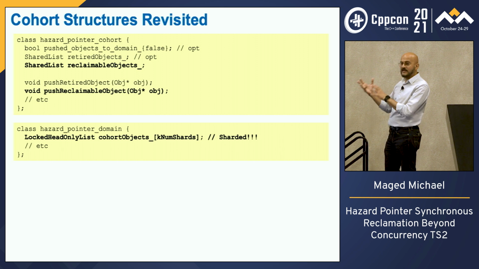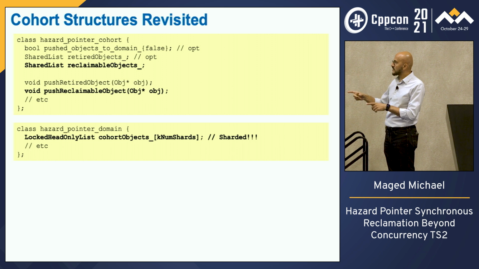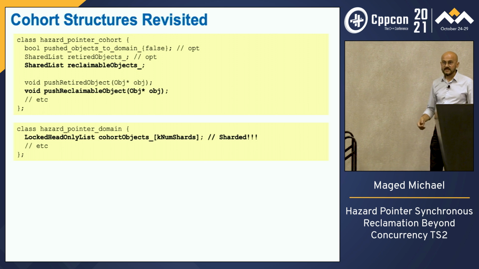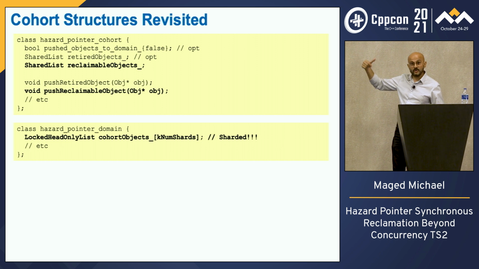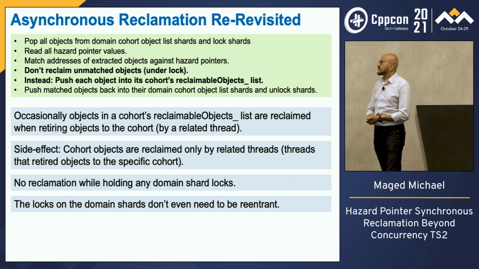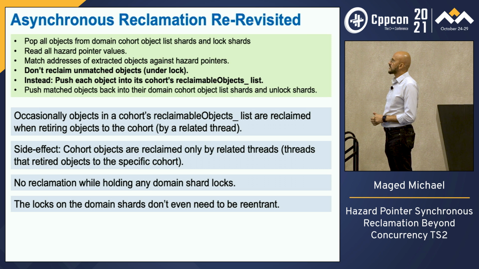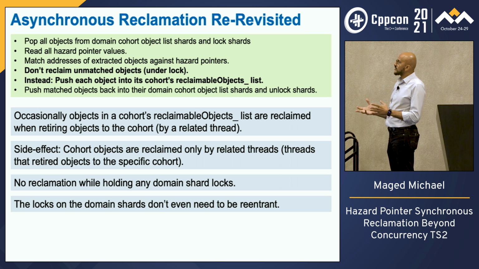On the other hand, we will be able to shard the list in the domain, and I'll show how we do that in the next slide. So we have a list in the cohort itself, and now we can shard the list in the domain. Now let's revisit asynchronous reclamation for the third time. It will pop all objects from the domain, including the cohort object list. In this case there will be multiple shards, and it will lock all the shards. Then it will read the hazard pointers and match addresses against the objects.